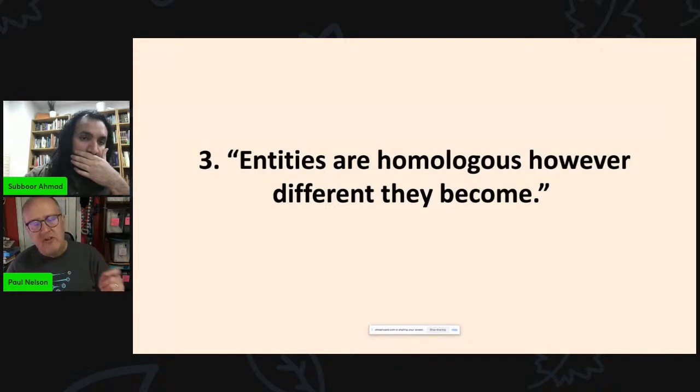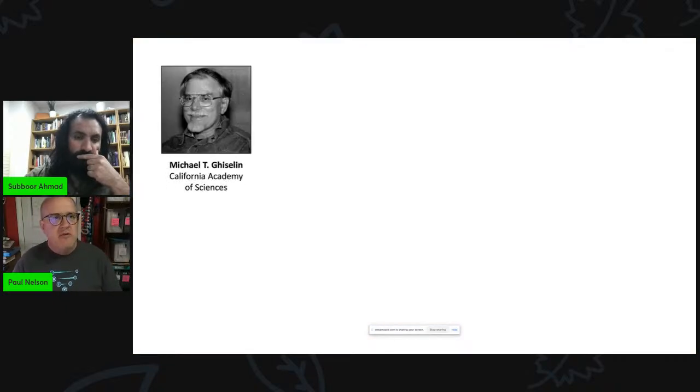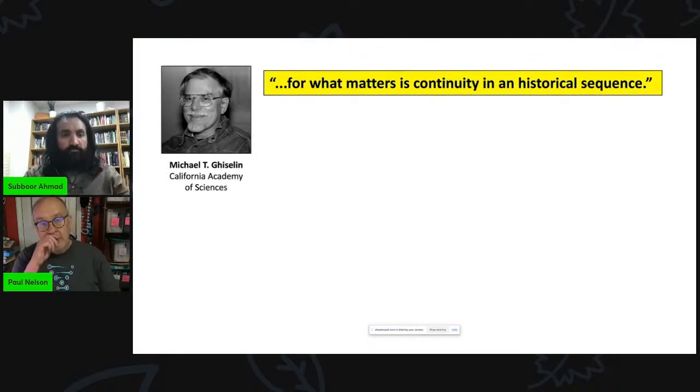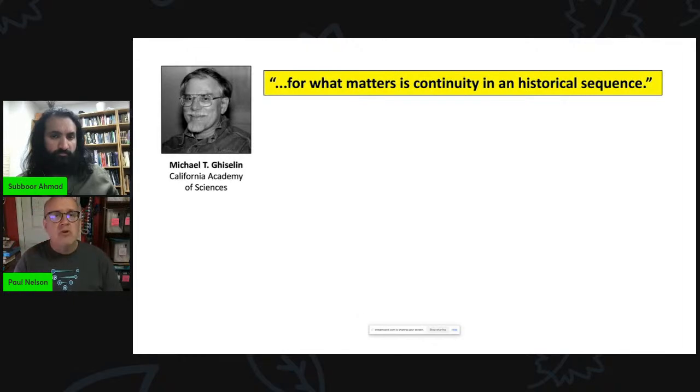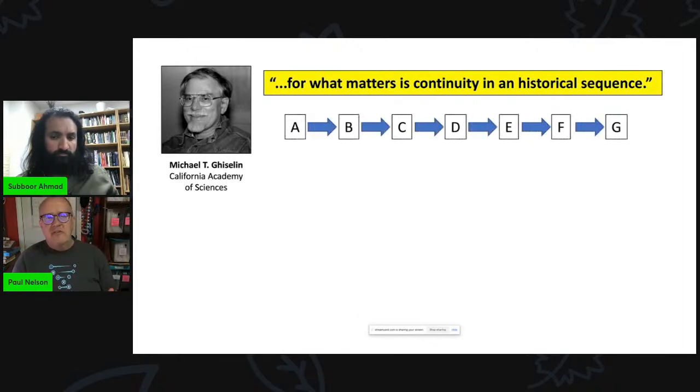And now let's go to this claim that shocked me. So picture Paul, graduate student, sitting in the University of Chicago Biology Library reading Michael Ghiselin, and I see this claim from him. Entities are homologous, however different they become. There he is. He's at the California Academy of Sciences. And then the next phrase in that chapter is, what matters is continuity in an historical sequence. Like this. There's a historical sequence. You've got A to B and so forth down to G.